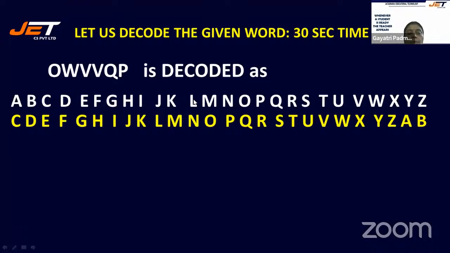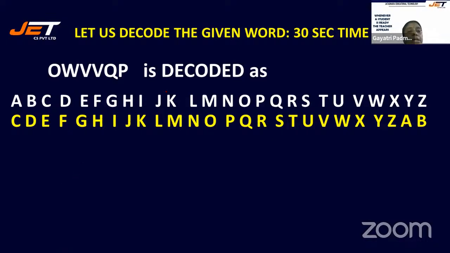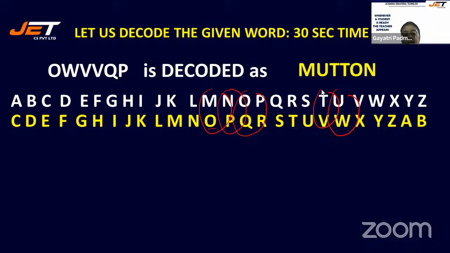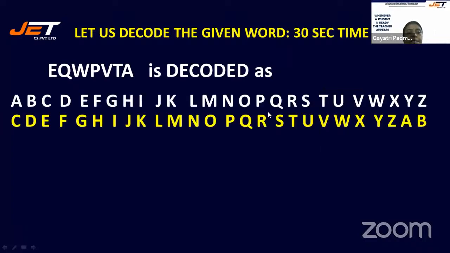Now let us decode OWVVQP. All right. Now how do we decode this? Yes. So O is M. W is U. V is T. Again V is T. Q is O. And P is N. So it is MUTTON. All right. Yes.